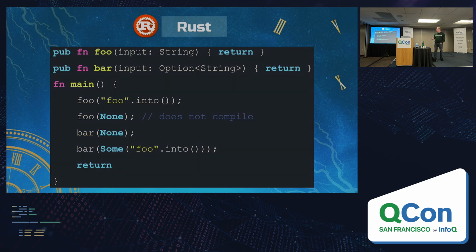So in this code here, you can see I declared this function called foo, and I set its argument as a string. I cannot call that function and pass a none in. That's a compile time error. For bar, I said it's an option of string, so I can pass a none in, or I can pass a some in, but again, I've had to be explicit about it and make the decision up front.